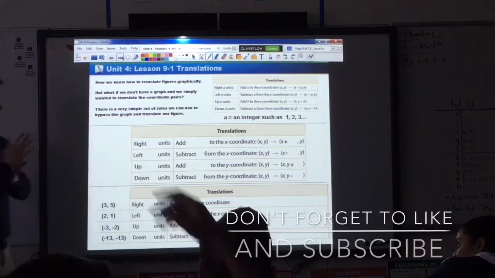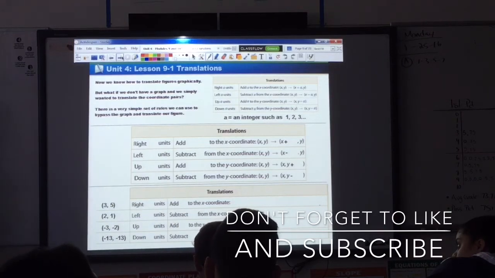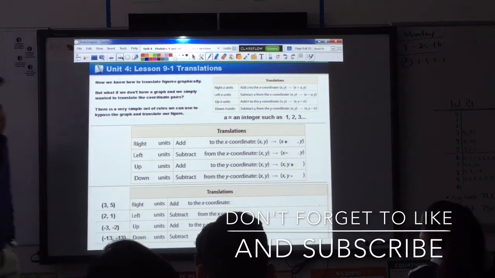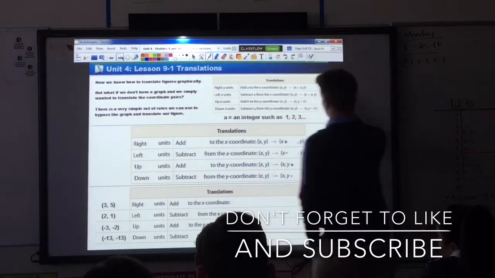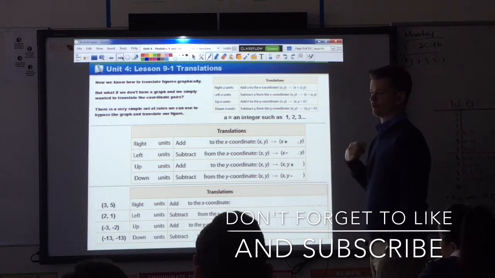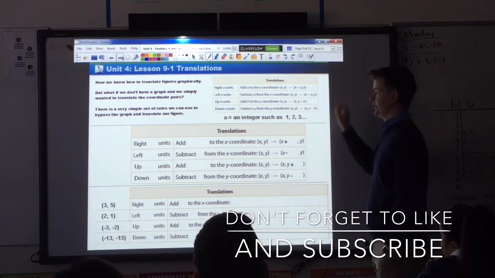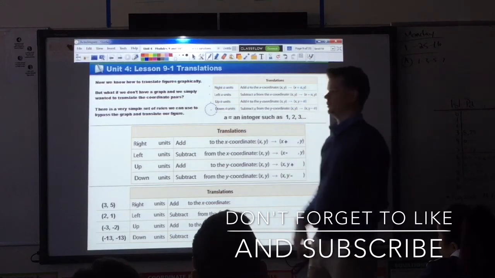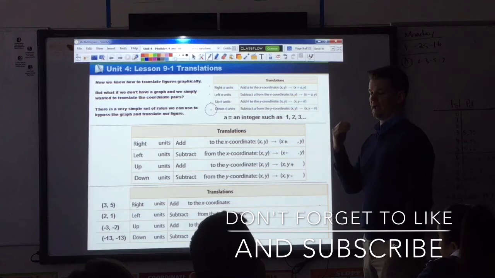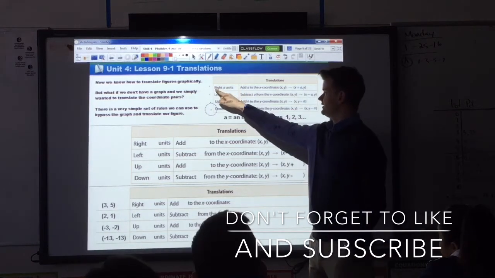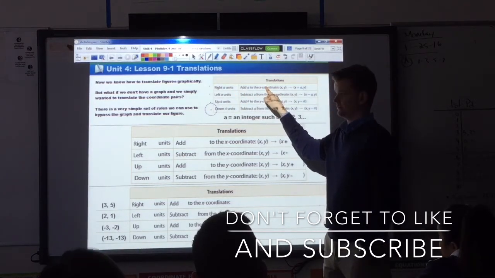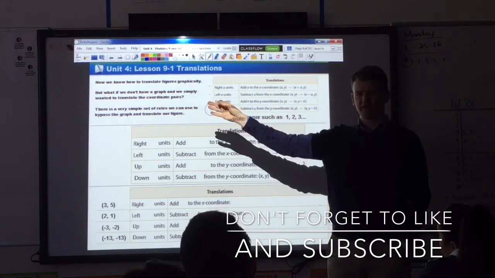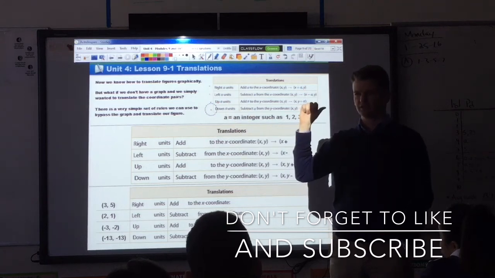All right, so now that we know how to translate figures graphically, we're going to figure out how to do it algebraically. When we do it algebraically, we have a very simple set of rules. This is why when you were doing your whiteboard problem, I was able to do it so quickly in my head, because I know the rules. Depending on whether we're going right, left, up, or down, there's a very specific thing that happens to each coordinate. If we go right, we are adding to the x-coordinate. If we go left, we're subtracting from the x. That makes sense, right? Because if you think about the origin, if we're going left, that's negative. If we go right, that's positive.